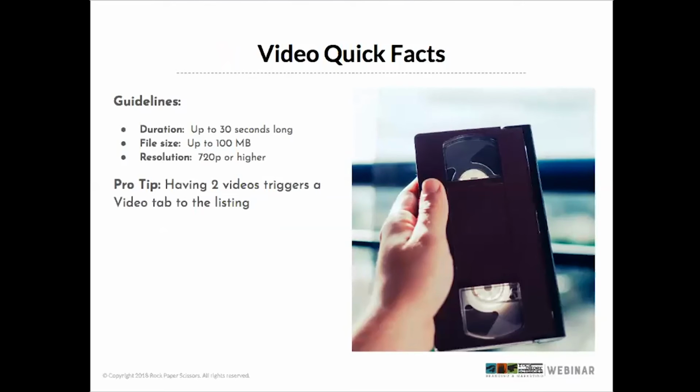So some general guidelines for adding video content: they can be up to 30 seconds long. Files can be up to 100 megabytes, and the resolution is 720 pixels or higher. So if you add 2 videos, you just need 2, it will trigger a video tab on your listing so people can find more of those. So if you do 1, you might as well do 2.